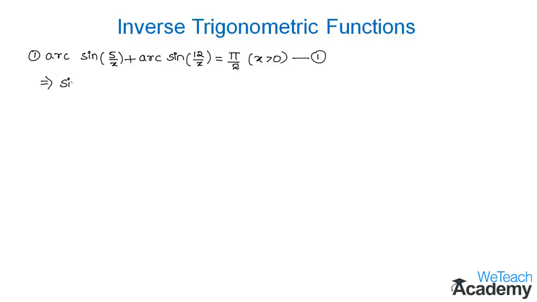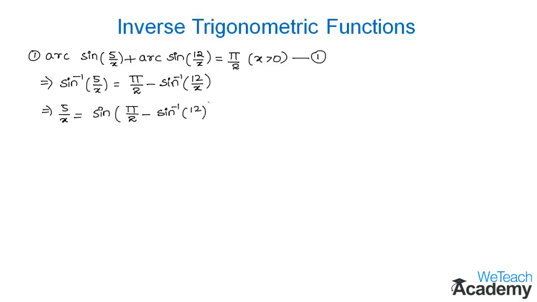So we can write this equation in the form of sine inverse 5 by x is equal to pi by 2 minus sine inverse 12 by x. Here we just transferred arc sine 12 by x to the right hand side. And then transferring sine inverse to the right hand side, we get 5 by x is equal to sine of pi by 2 minus sine inverse 12 by x. And now this is in the form of sine of 90 degrees minus theta. So by using that function, we get 5 by x is equal to cos theta, which is sine inverse 12 by x. And now let us name this equation as equation 2.